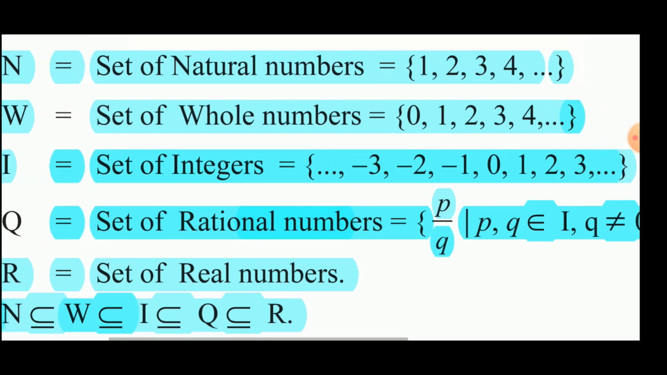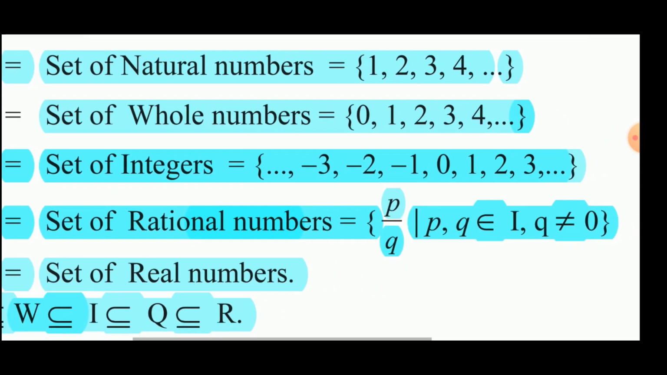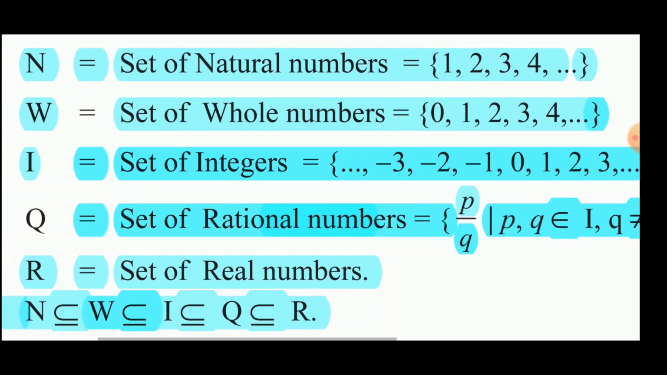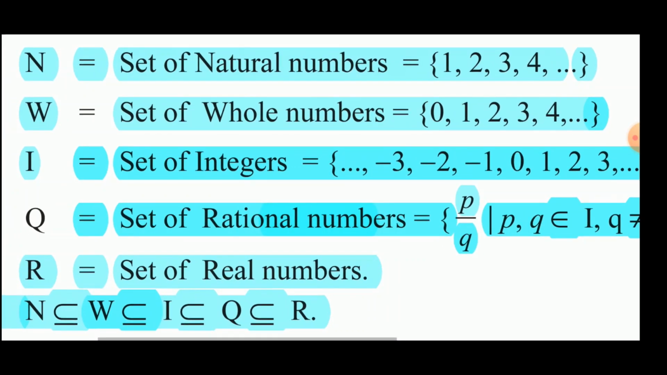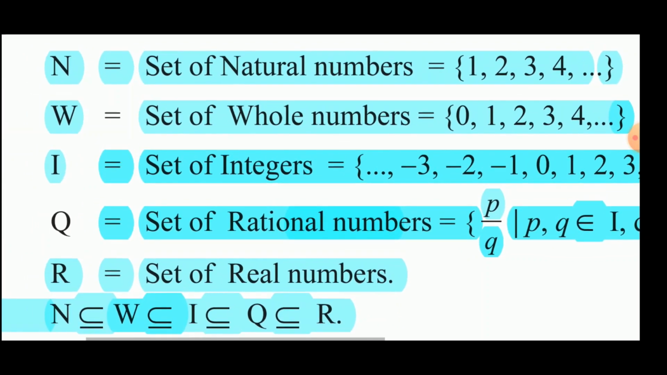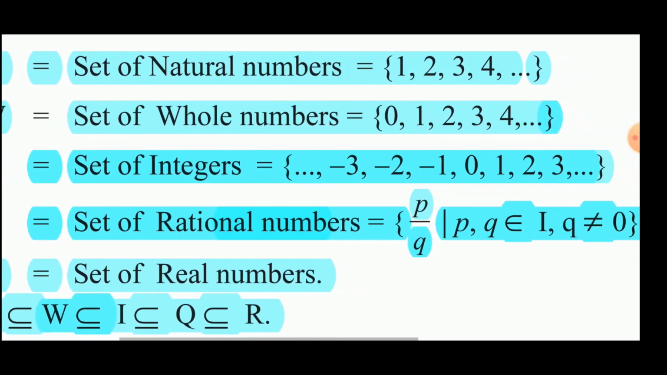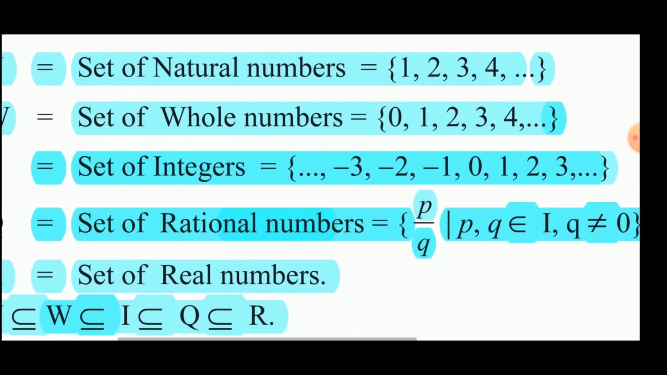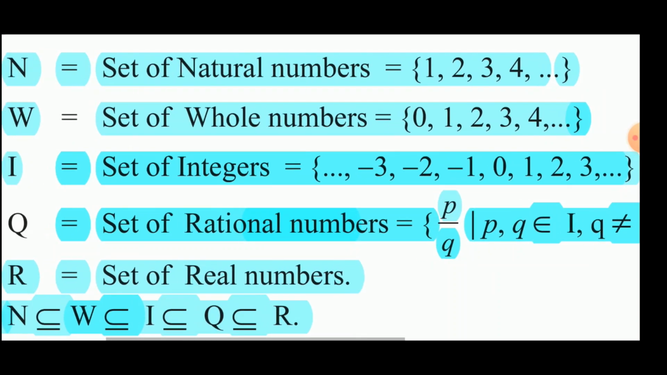Now when the negative integers -1, -2, -3, -4 and so on are added to the set of whole numbers, then we get the set of integers. So the set of integers we denote by I, and you can see here how we write it: dash dash dash, then -3, -2, -1, then 0, 1, 2, 3.